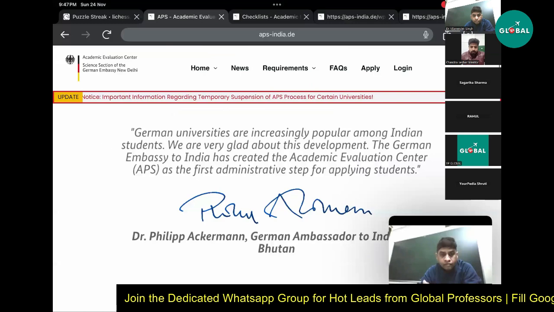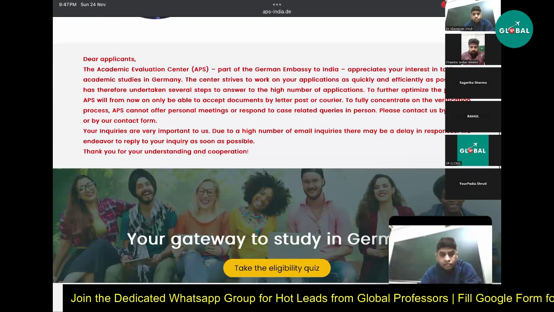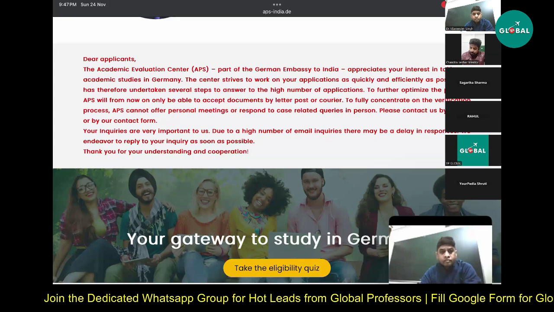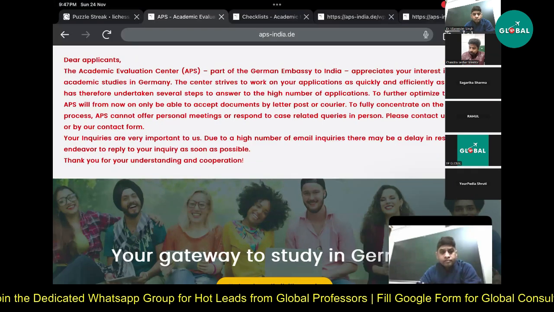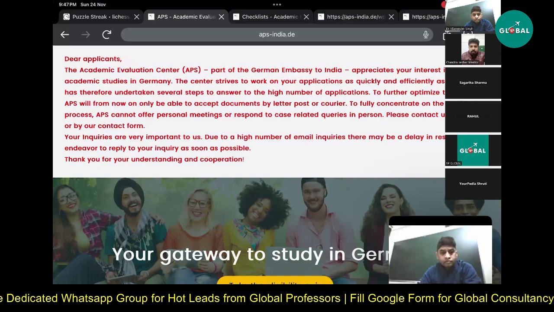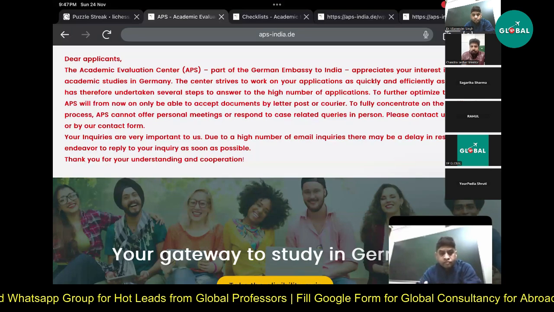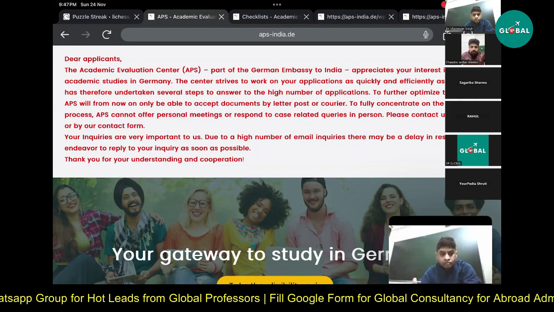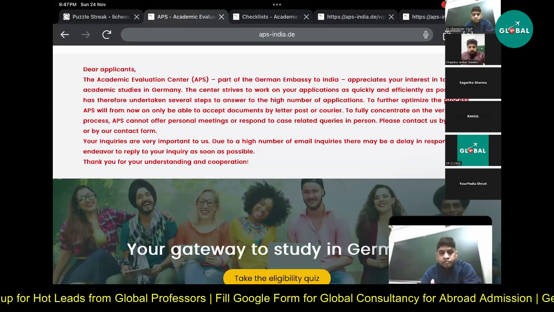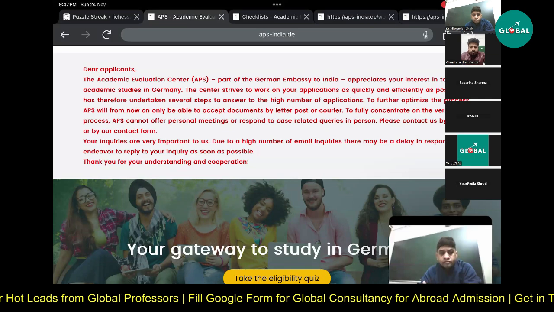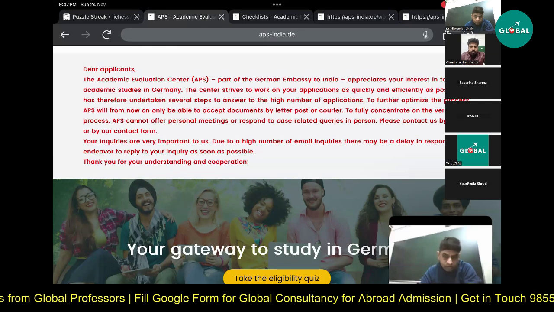Other information about the processing time, you will simply find on the website. You can see here they have stated that your inquiries are very important to us. Due to the high number of email inquiries, there may be a delay in response. We endeavor to reply to your inquiry as soon as possible. So year long, if the deadline is nearby, the embassy gets very busy because you're not the only one applying. There are a lot of people applying.